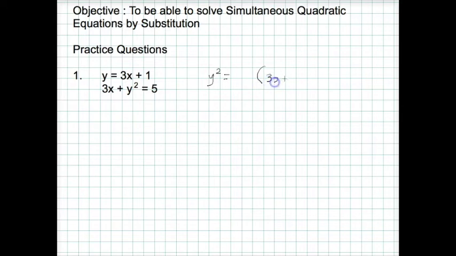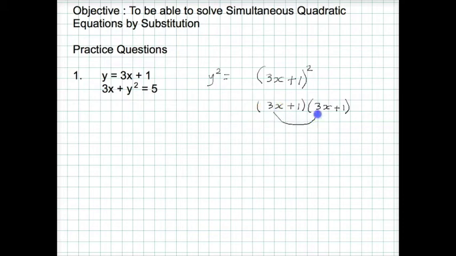3x plus 1 squared. So we have to multiply out these double brackets here. We'll do that first. So 3x plus 1 multiplied by 3x plus 1.